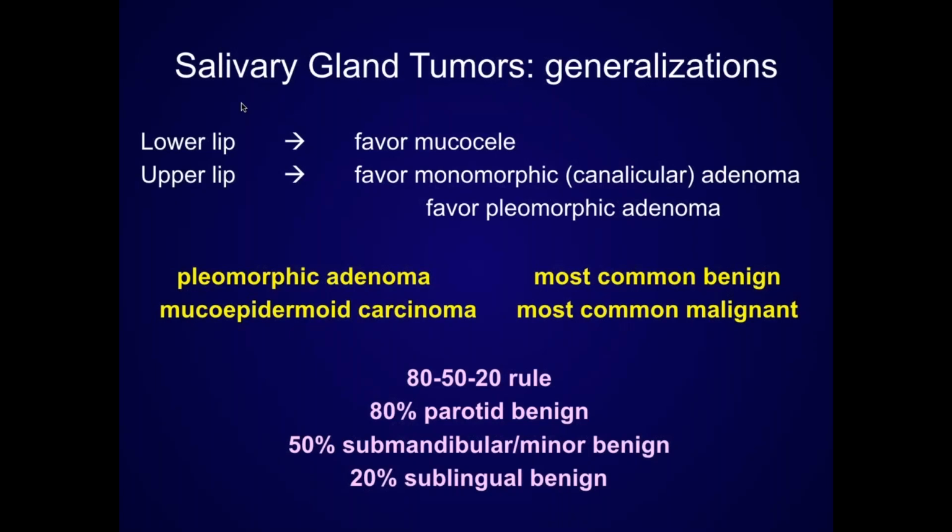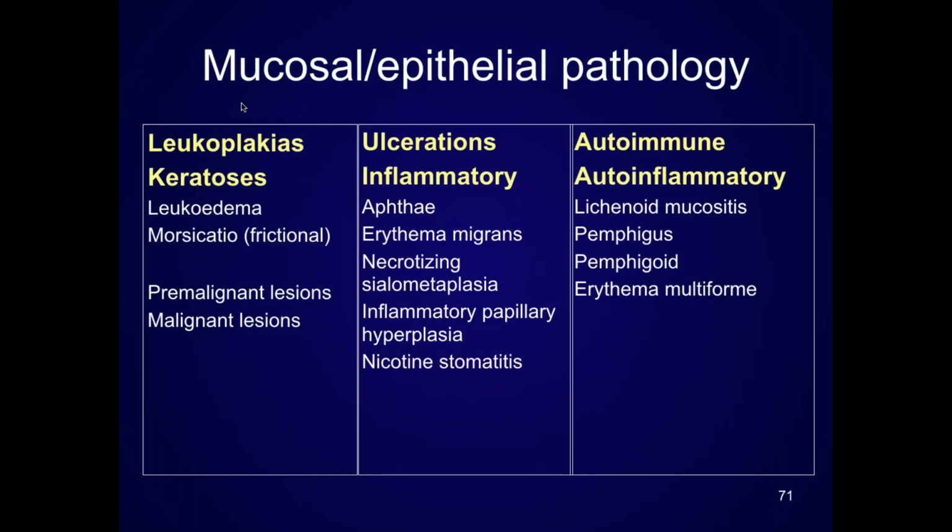All right, but 80% of parotid tumors are benign, 50% of submandibular and minor tumors are benign, and 20% of sublinguals are benign. So that's my 80-50-20 rule. Guess what? Same rules apply to mucosal and epithelial pathology, and this way you can move through these things fairly quickly.